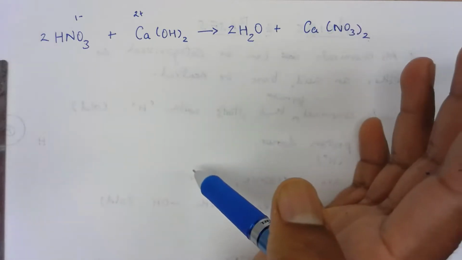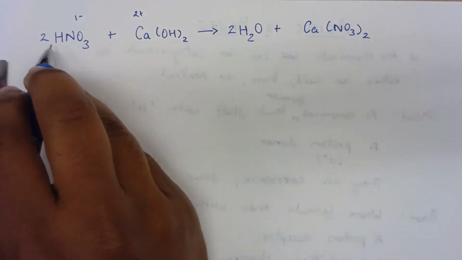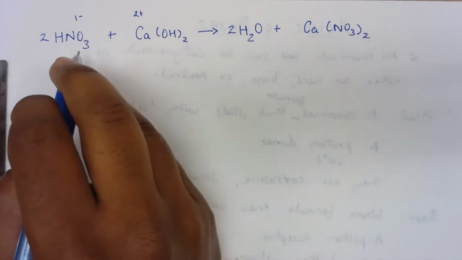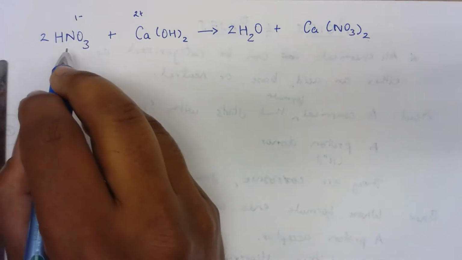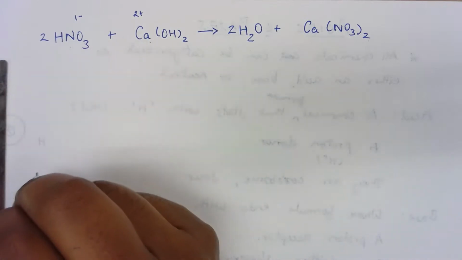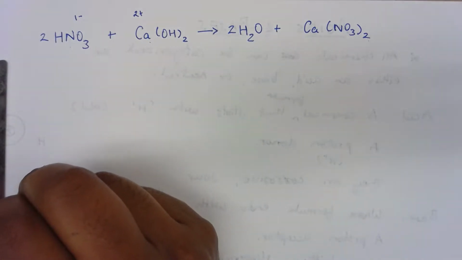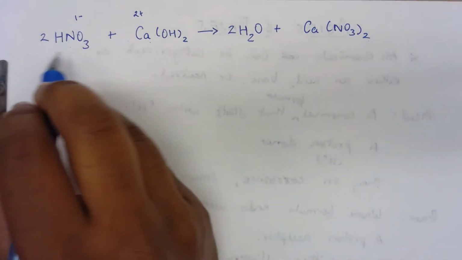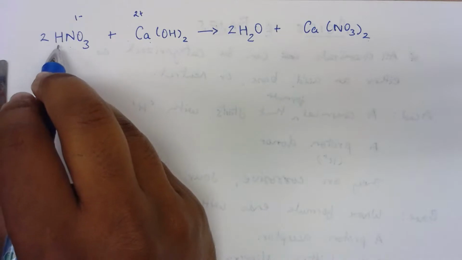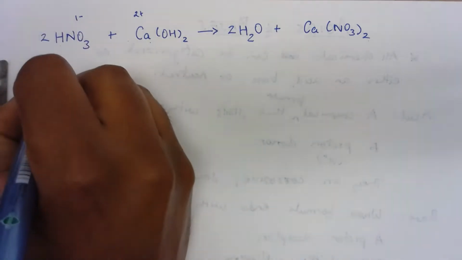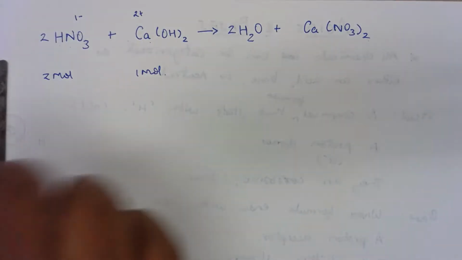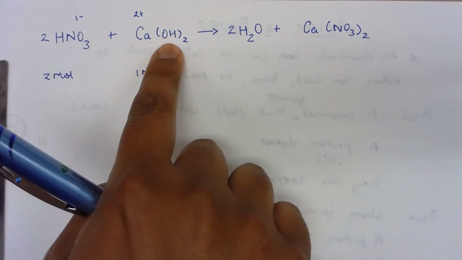Okay. One last thing we need to go over is look at your acid and base, right? And see if you can figure out the ratio of the acid to the base. 2 to 1. You got that from the coefficients, right? What does that mean? It means that for every 2 moles of the acid, you need 1 mole of the base, right? For every 2 of these, you need 1 of this.